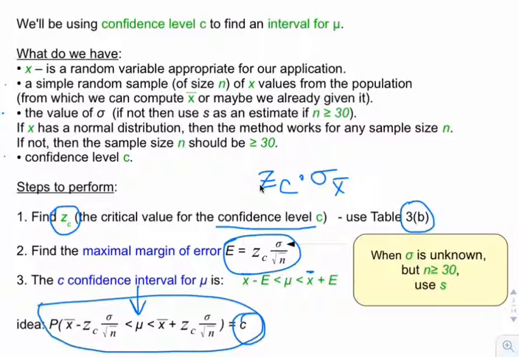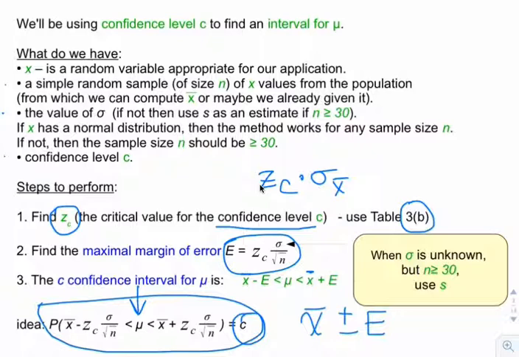So we have to do these 3 steps. You find your ZC, you calculate the error, then you take whatever your sample mean was, and you add and subtract the error from that value. That gives you an interval for x bar, and the actual mean mu is in there somewhere. How sure am I? I'm C sure.